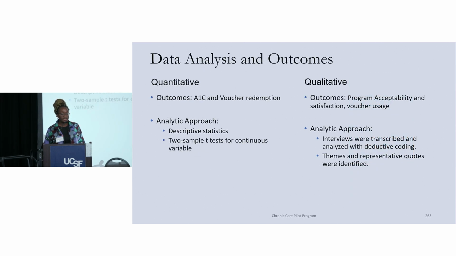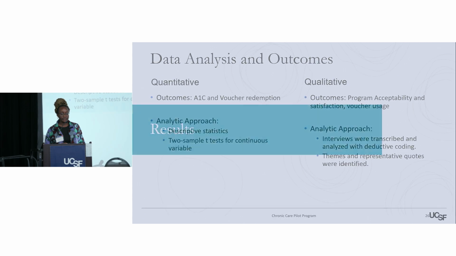So a bit more about the data analysis and outcomes of this project. For the quantitative data, we had two main outcomes, A1C and voucher redemption rates, and we specifically did descriptive statistics and a two-sample t-test for our continuous variable A1C. On the qualitative side, we looked at program acceptability and satisfaction, as well as voucher usage, and interviews were transcribed and analyzed with deductive coding, and themes and representative quotes were identified.